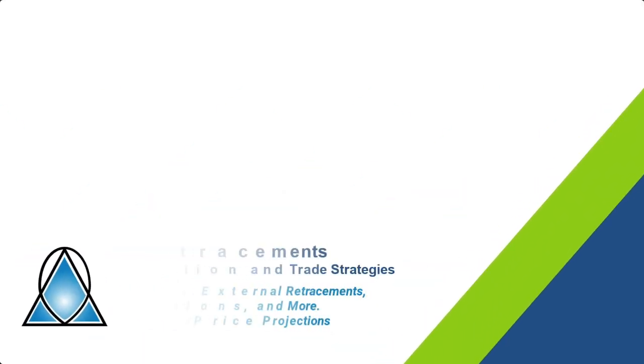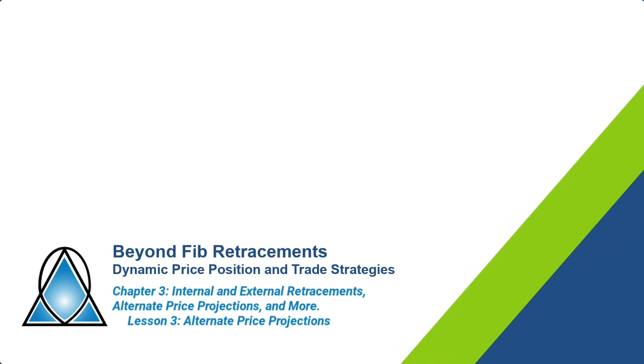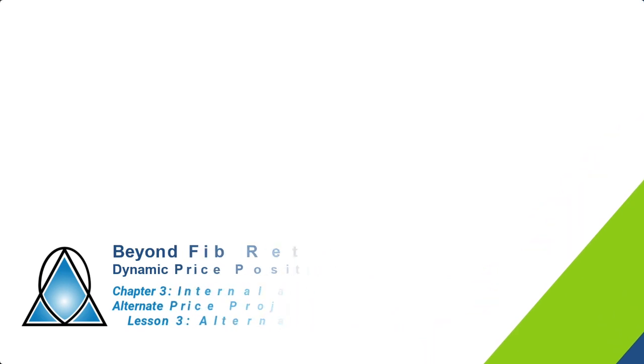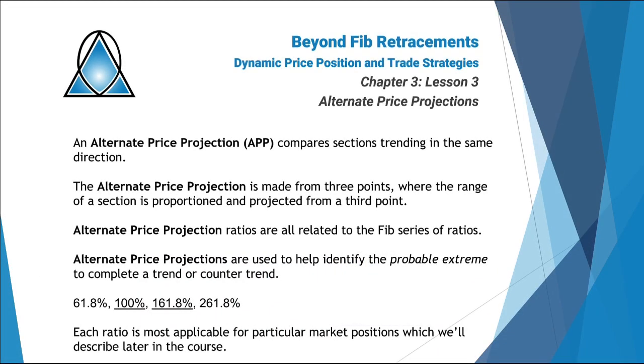This lesson is about alternate price projections. An alternate price projection compares sections trending in the same direction, and the shorthand we have for alternate price projection is APP. The alternate price projection is made from 3 points where the range of a section is proportioned and projected from a third point. In alternate price projections, the ratios are all related to the Fib series, the Fib ratios of growth patterns found throughout nature.